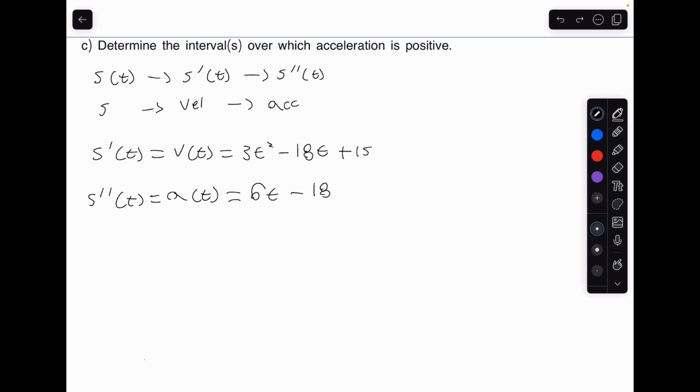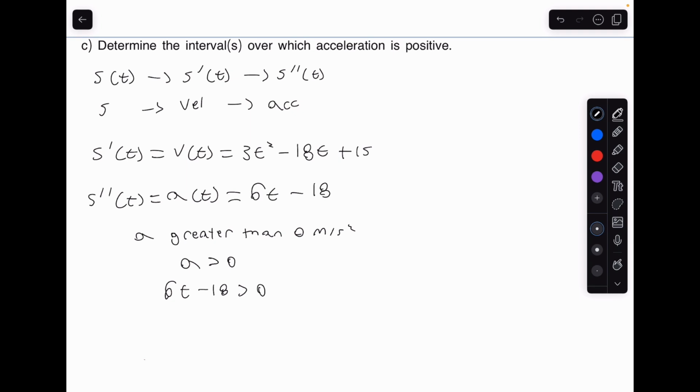Now it's asking us, when is the acceleration positive? In other words, when is acceleration greater than 0 meters per second squared? And that's just the units for acceleration, meters per second squared. So when is acceleration greater than 0 meters per second squared? How do we write that mathematically? That's when is a greater than 0. Okay, so what is a? A is 6t minus 18. So when is 6t minus 18 greater than 0?